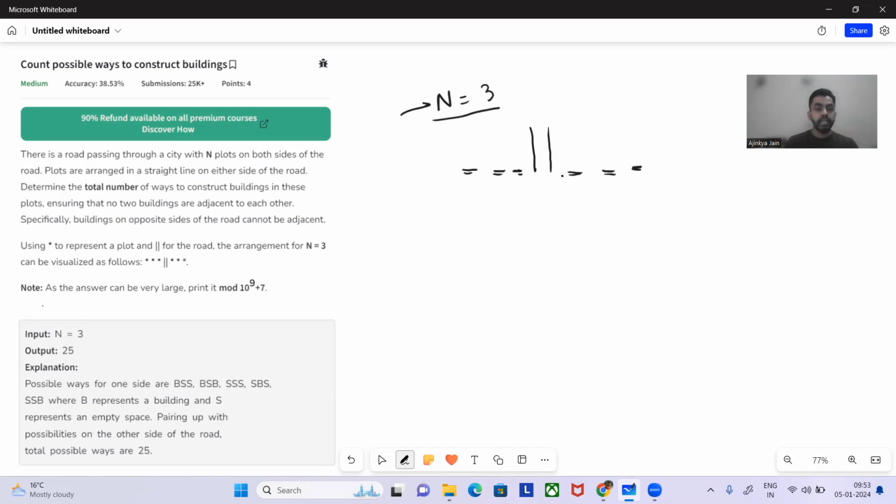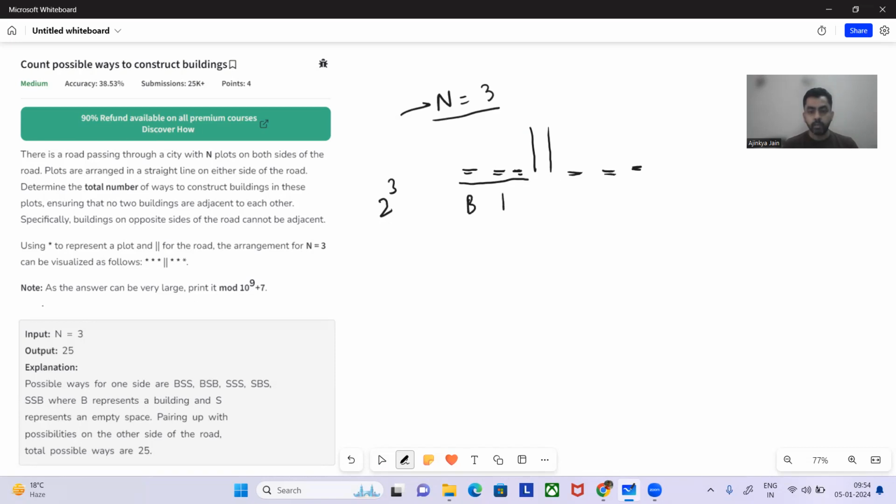Now what they're asking is to find the possible number of ways to construct buildings such that no two buildings should be consecutive. No two buildings should be consecutive. For example, if you consider this particular part, what are the possible ways to construct the buildings? First of all, the total number of ways is 2 raised to 3, as there are 3 places. So 2 raised to 3.